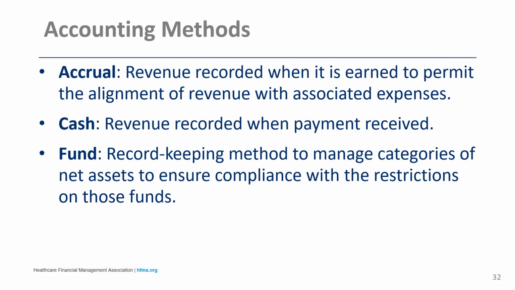In accrual accounting, revenue is recorded when it is earned to permit the alignment of revenue with the associated expenses. Healthcare providers generally use accrual accounting. Cash accounting records revenue when payment is received. And fund accounting is a record-keeping method to manage categories of net assets to ensure compliance with the restrictions on those funds.